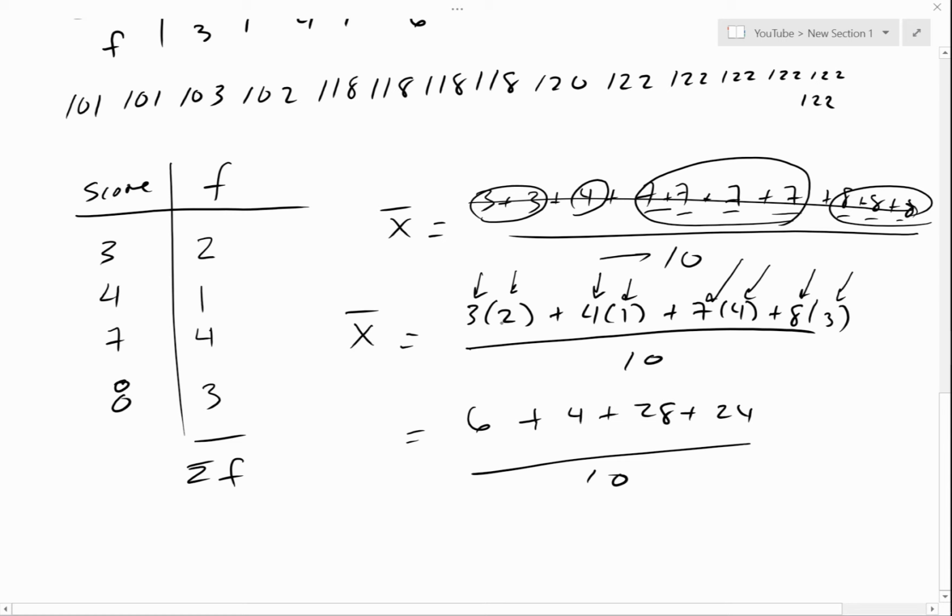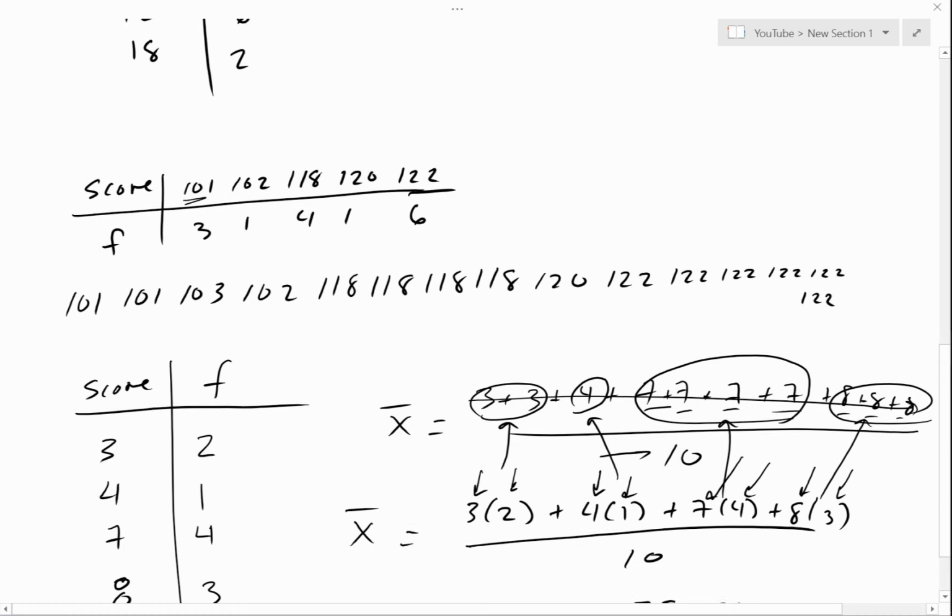So 3 times 2 is 6, just like 3 plus 3, which is 6. 4 times 1 is just like 4. 7 times 4 is 28. Well, 14 plus another 14 gives you 28. And 8 times 3 is like 8 plus 8 plus 8, which is 24. Then you can add this up, divide by 10, and then you get this thing called the mean, which I have a video for if you want to watch that.